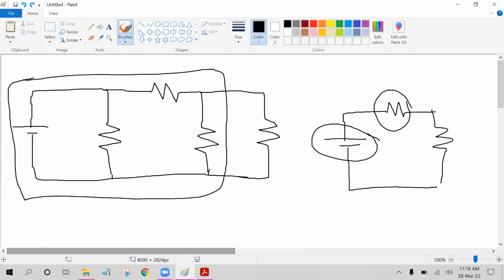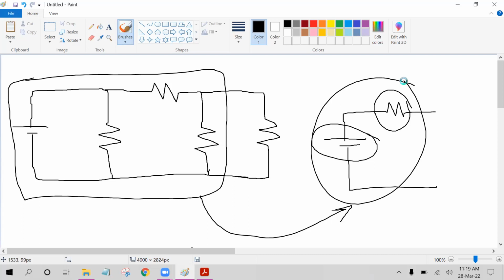Now, let's talk about the work of our lab today. First, we will try to verify Thevenin's theorem, not just use Thevenin's theorem. So how can we verify the theorem? Just as I mentioned earlier, this large portion of the circuit is equivalent to this one. So how can we verify this equivalency? Can anyone tell me? I am claiming that this circuit and this circuit are equal. So how can we verify it?